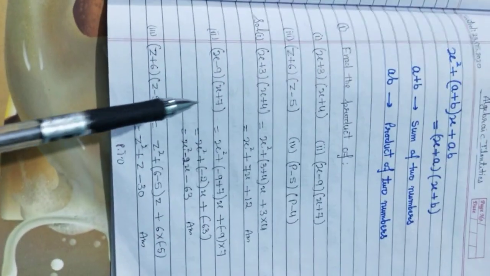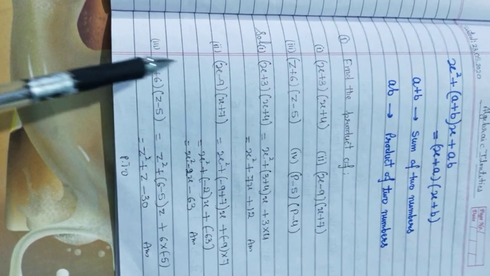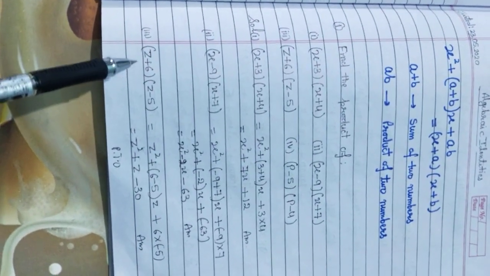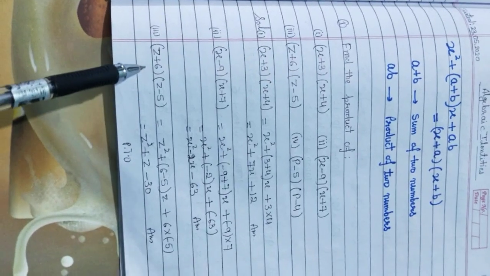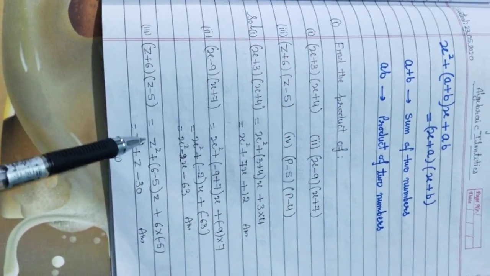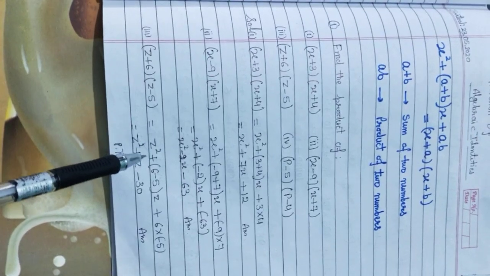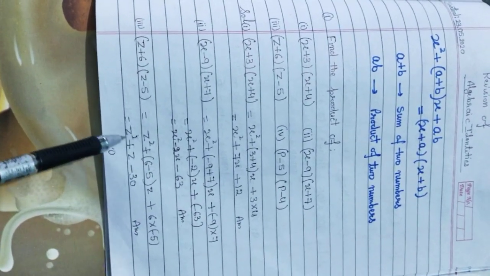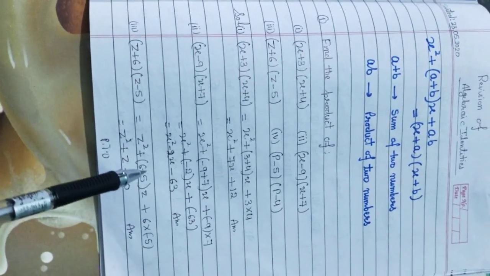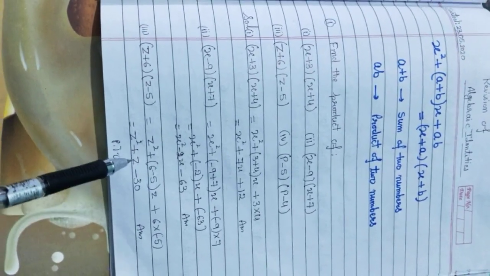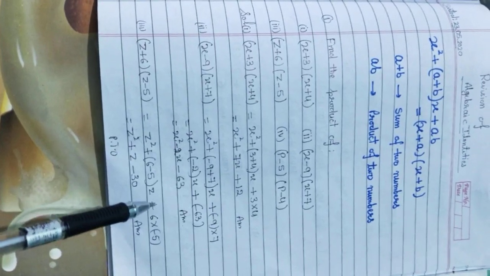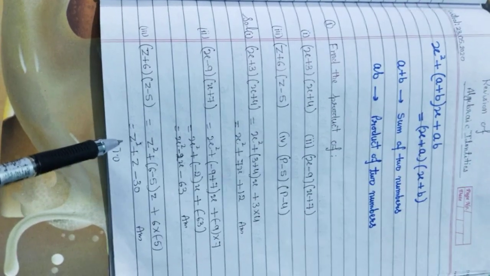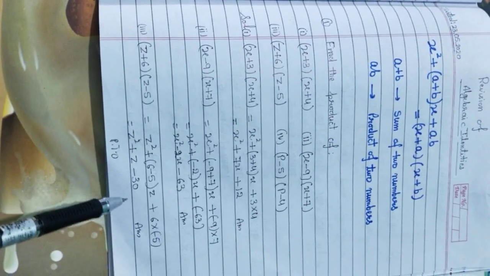Now the third part. Find the product of (z plus 6) into (z minus 5). Here the variable is z, a is plus 6, b is minus 5. So this is equal to z square plus (6 minus 5)z plus 6 into minus 5. Z square plus (6 minus 5, which is 1) into z, plus 6 into minus 5 is minus 30. So z square plus z minus 30 is your answer.